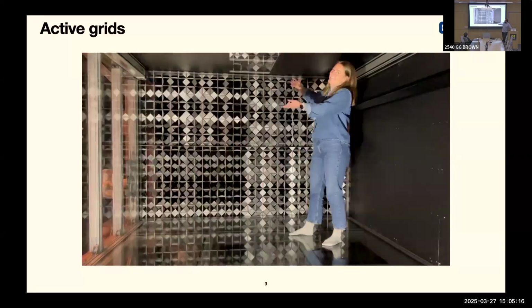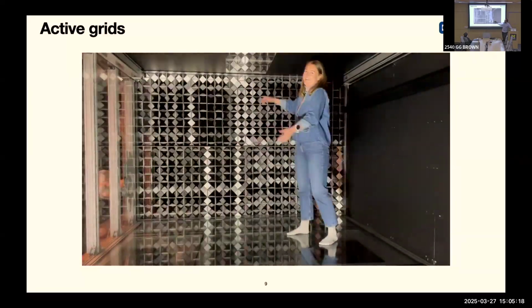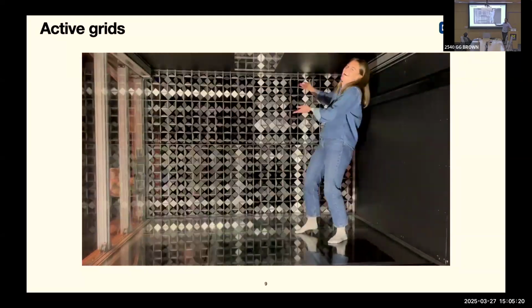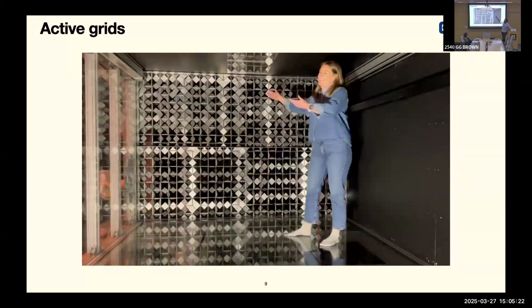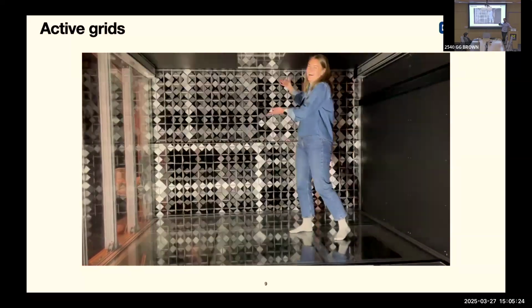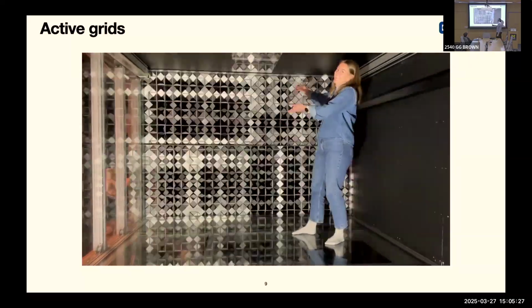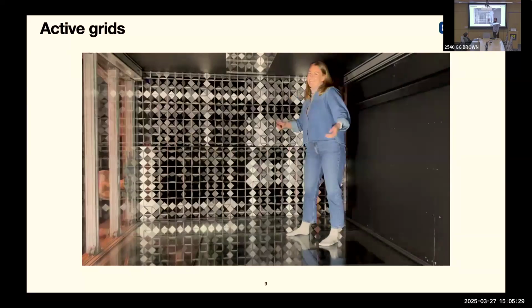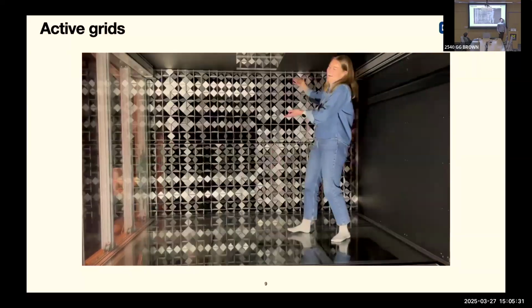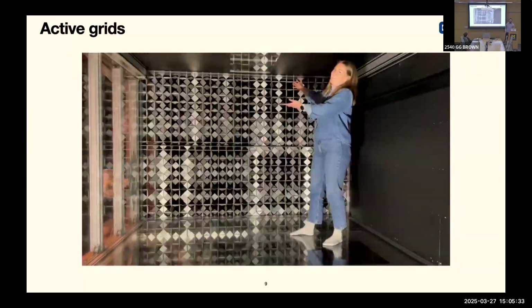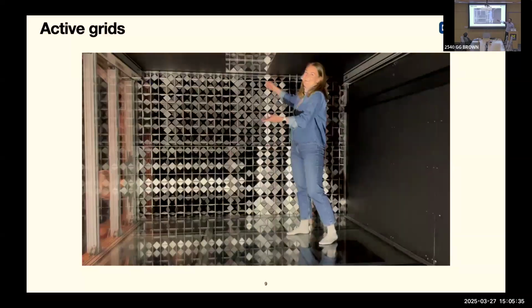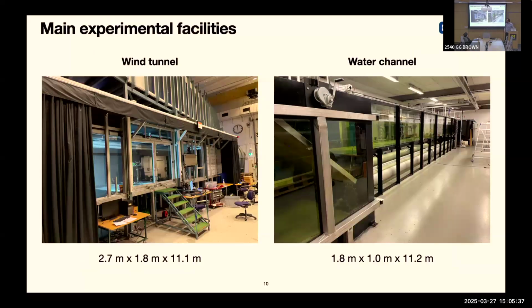The active grid device is placed at the front of the wind tunnel, inside the test section. So the air goes from the screen through that device towards you. You can imagine that as air tries to get through this, it must become very turbulent as it moves downstream. The advantage of using this device is we can change the way these wings move to create different patterns in the flow.